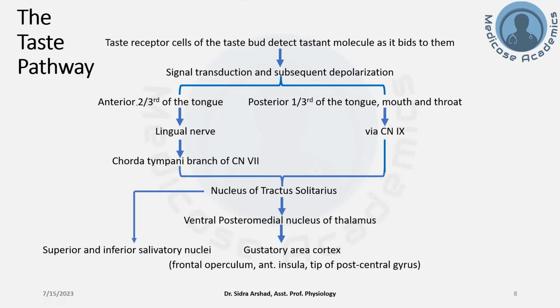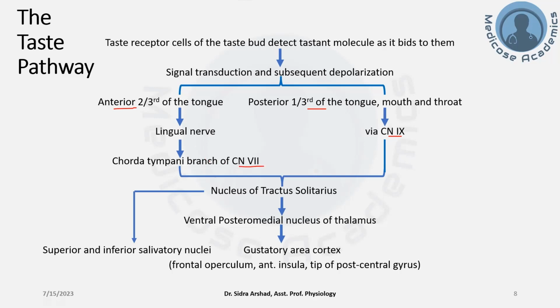So from the anterior 2/3 of the tongue, the taste sensations are carried in the chorda tympani branch of the 7th cranial nerve. The fibers in the lingual nerve enter the chorda tympani branch of the 7th cranial nerve, while from the posterior 1/3 of the tongue, mouth and throat, the nerve fibers are carried in the 9th cranial nerve. So from the posterior 1/3, it is the 9th cranial nerve, the glossopharyngeal nerve, and from the anterior 2/3 of the tongue, it is the chorda tympani branch of the 7th cranial nerve.